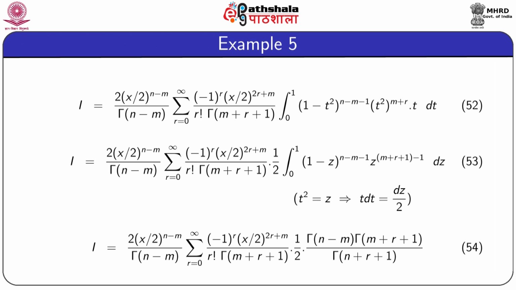If we simplify further, we will get I equal to 2 times (x by 2) whole to the power n minus m divided by gamma n minus m summation r equal to 0 to infinity (minus 1) whole to the power r (x by 2) to the power 2r plus m divided by r factorial gamma m plus r plus 1 multiplied by the integral 0 to 1 of (1 minus t square) to the power n minus m minus 1 into (t square) to the power m plus r t dt.